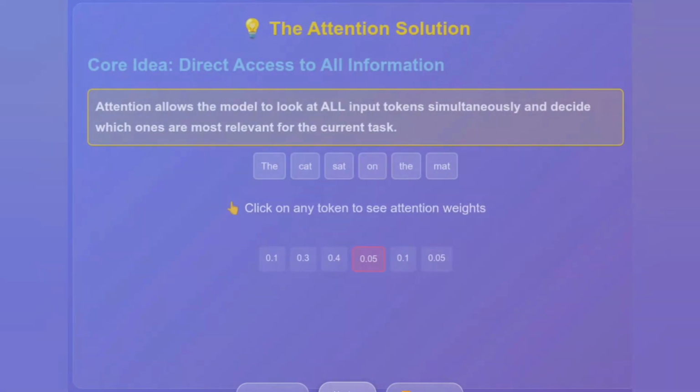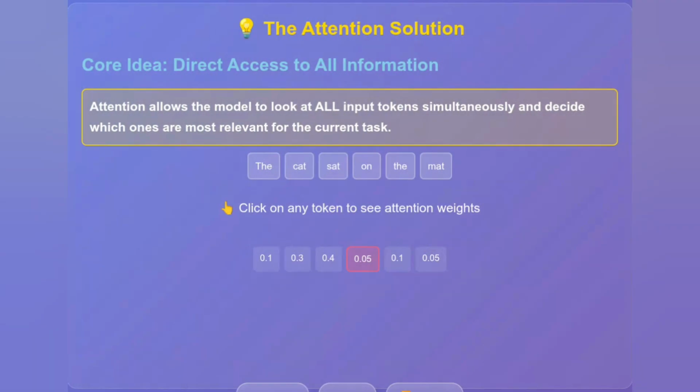Now here's where it gets exciting. The attention mechanism solved this with a beautifully simple idea. What if we don't compress everything into a single vector? What if we let the model look at all input tokens simultaneously and decide what's most relevant? This is the core breakthrough. Direct access to all information. Instead of information flowing sequentially and getting diluted, every position in the sequence can directly access every other position.